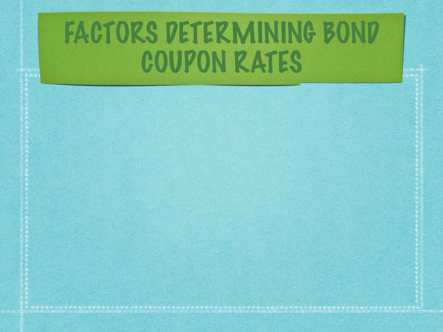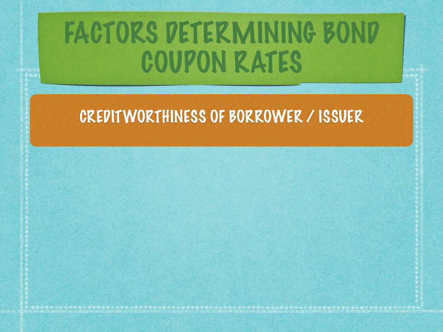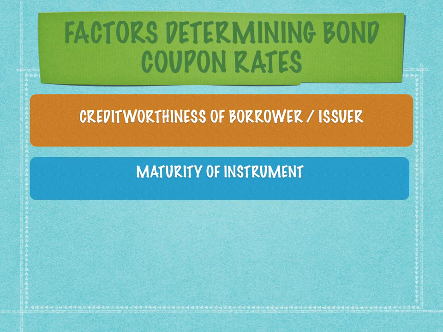The factors that determine the bond coupon rates are as follows. The first one is the creditworthiness of the borrower. The borrower is the issuer of the bond, and therefore, if the creditworthiness is very high, as determined by the credit ratings, then the borrower gets to pay a lesser coupon compared to a less creditworthy borrower. Maturity of the instrument is the second factor. Longer term instruments have a higher coupon compared to shorter term instruments.